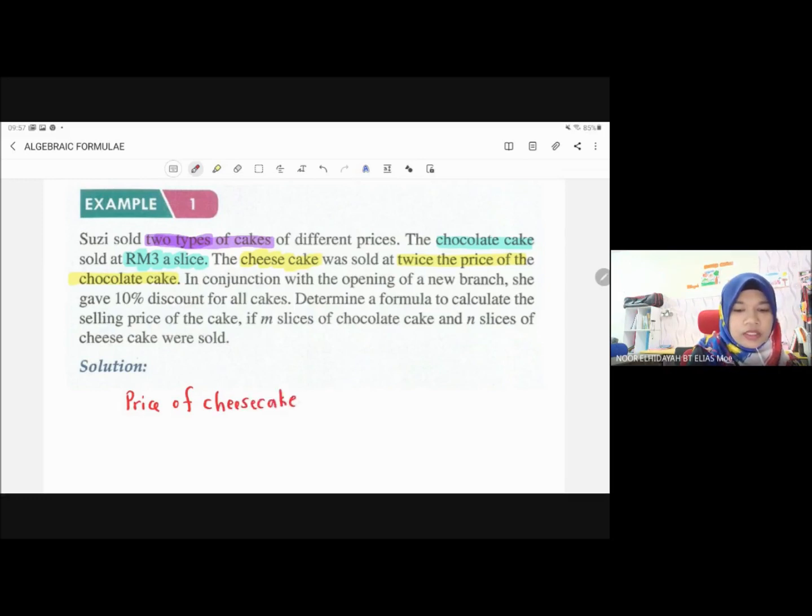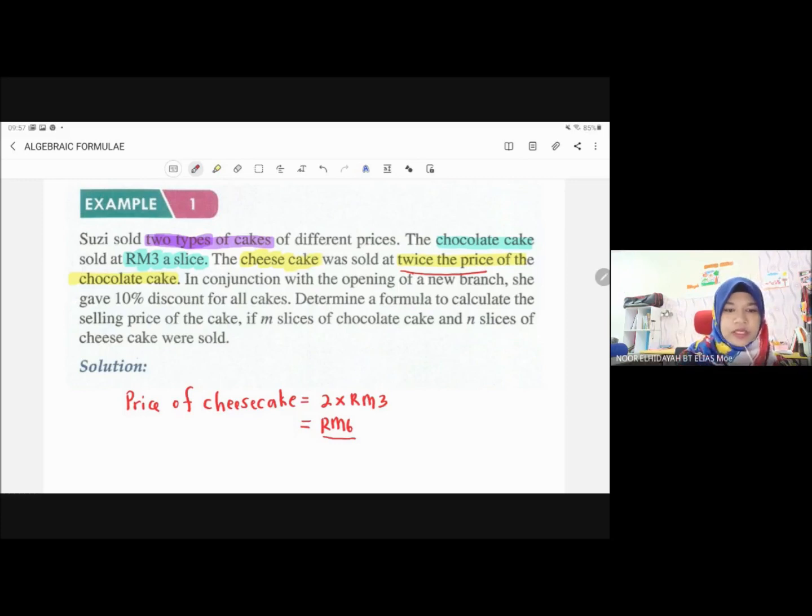Given that the price is twice the price of chocolate cake. Chocolate cake is RM3 a slice. So, kalau twice, 2 times RM3, therefore the price of cheesecake is RM6. So you read and you take out the important information. Alright. Okay, next.